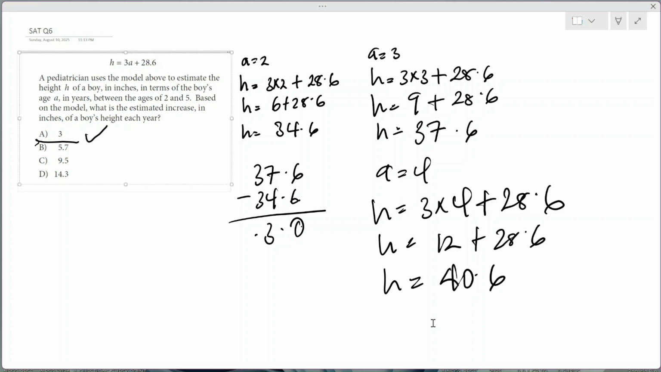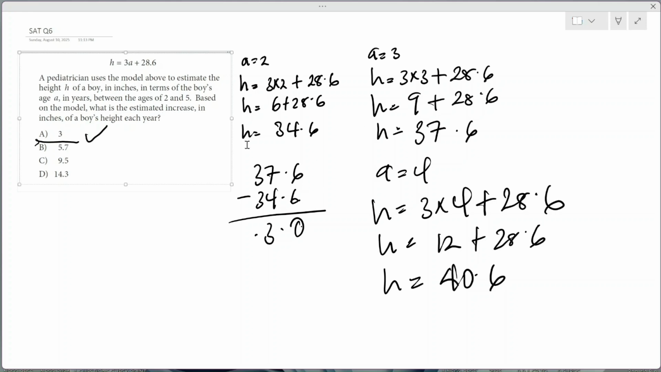If you subtract the estimated height at age 3, which is 37.6, from the estimated height at age 4, which is 40.6, you get 3. The same as the difference between the estimated height at 3 and that at 2. So we've confirmed that our answer is A, that's 3.